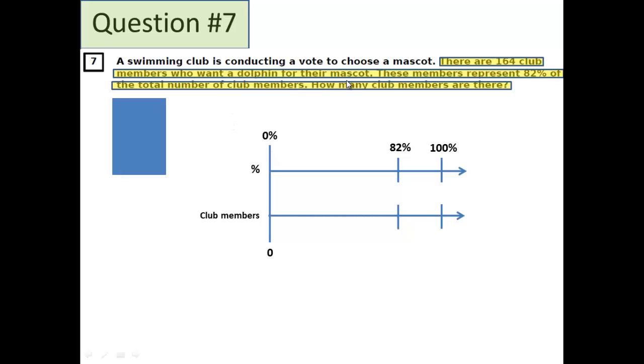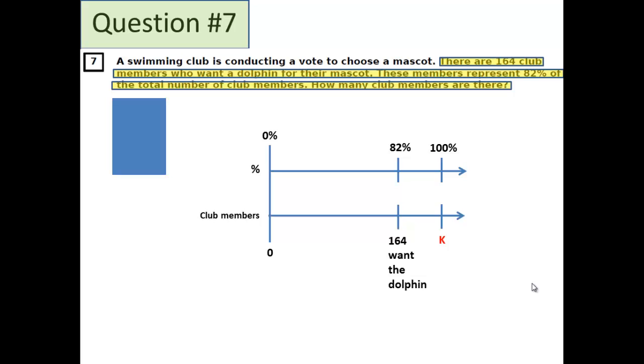164 members who want a dolphin for their mascot. These members represent 82%. So the 164 represents the 82%. So point where you think 164 is going to go. If you pointed there, you were right. 164 people want the dolphin as a mascot. And the question says, how many club members are there? And that's why we're putting any letter you want there. All right. So now that we got that straight, now it's time to try and solve for K.